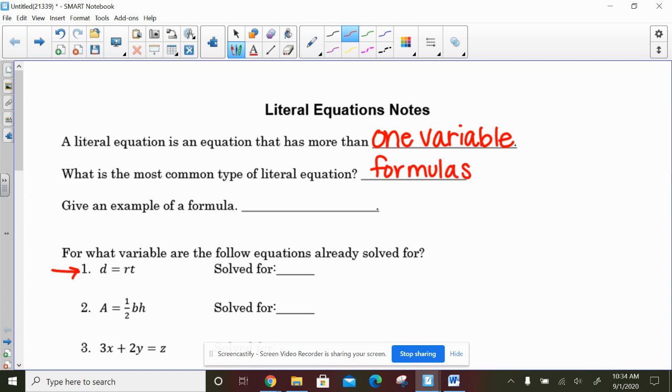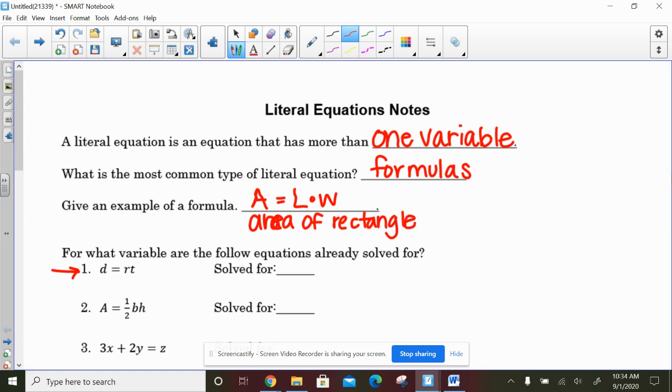The most common type of literal equation are formulas. So this example 1 down here, this is actually distance equals rate times time. And so that is an example of a formula. So is number 2, that's area equals 1/2 base times height. That's the area of a triangle. Another example of a formula could be area equals length times width. That is your area of a rectangle.